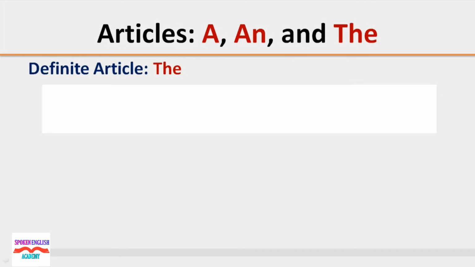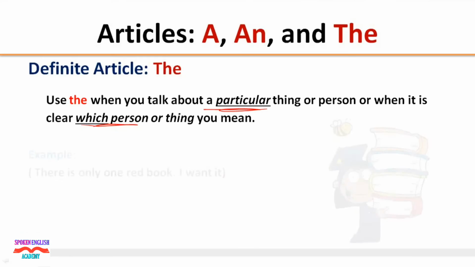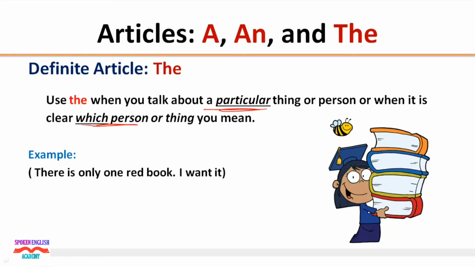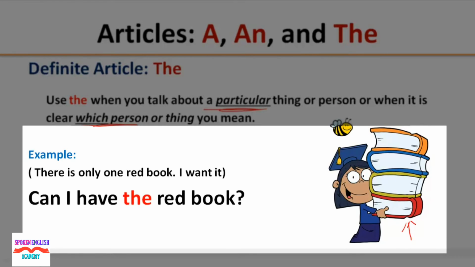Definite article, the. Use the when you talk about a particular thing or person, or when it is clear which person or thing you mean. There's only one red book. I want it. So you say, can I have the red book? Here you are thinking of a particular book, the red book.